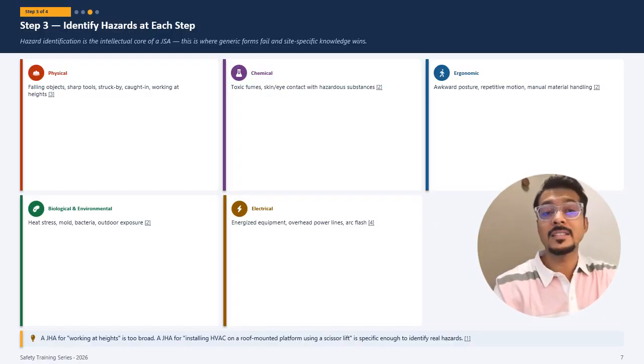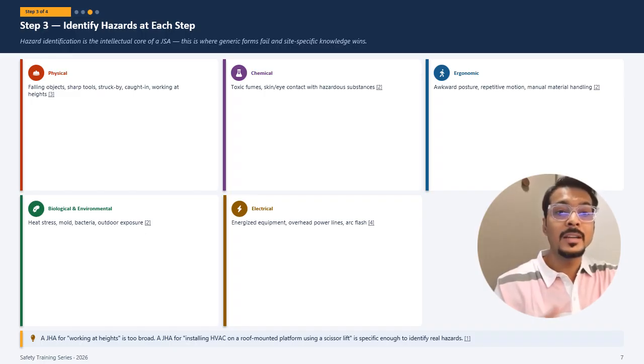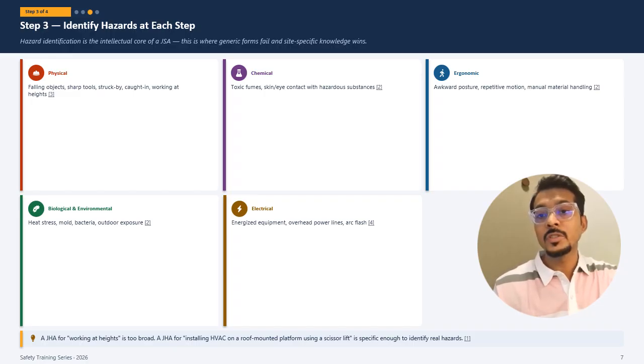Step 3: identify the hazards at each step. Hazard identification is the intellectual core of JSA. This is where the generic form fails and site-specific knowledge wins. One is physical: falling objects, sharp tools, struck by, caught in, and working at heights. Chemical: toxic fumes, skin and eye contact with hazardous substances. Ergonomics: awkward posture, repetitive motions, manual material handling. Biological and environmental: heat stress, mold, bacteria, outdoor exposure. Electrical hazards: energized equipment, overhead power lines, arc flash, etc.